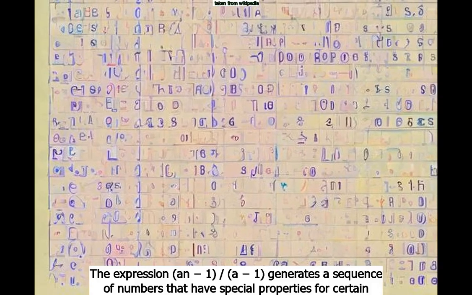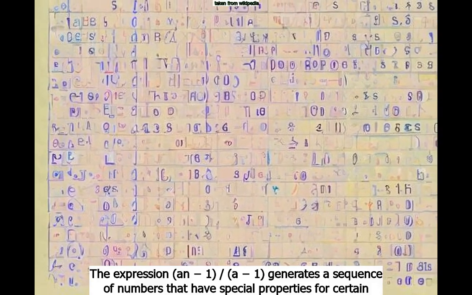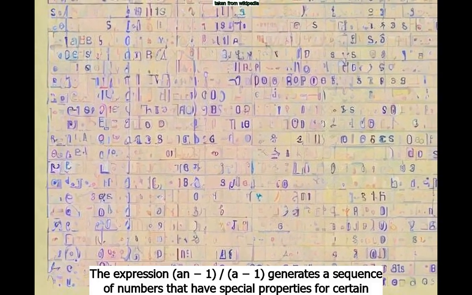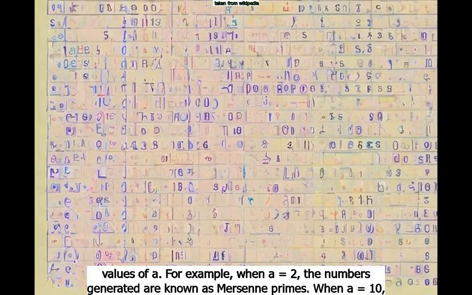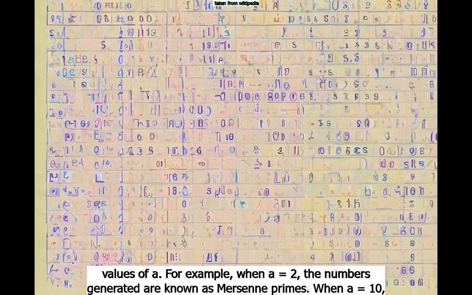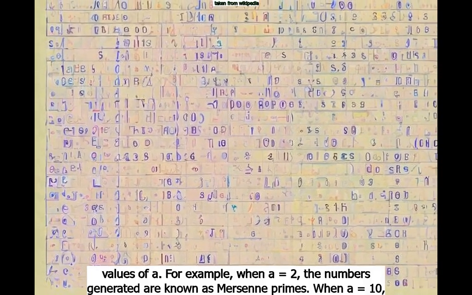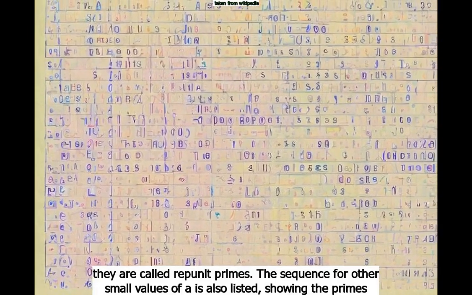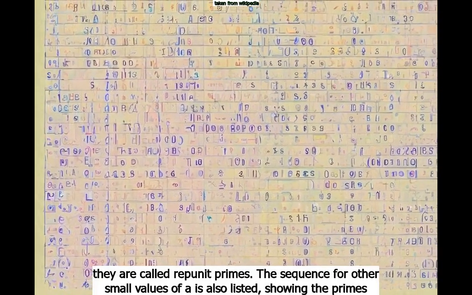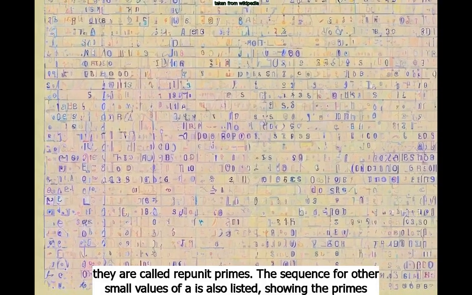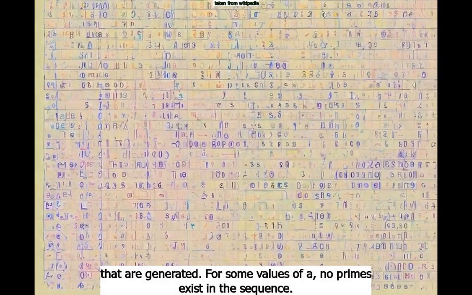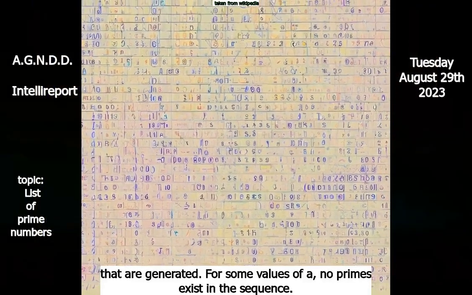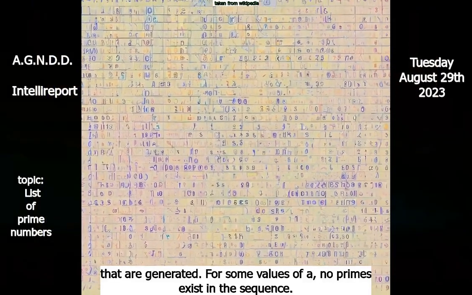A077586. The expression (a^n - 1) divided by (a - 1) generates a sequence of numbers that have special properties for certain values of a. For example, when a equals 2, the numbers generated are known as Mersenne primes. When a equals 10, they are called Repunit primes. The sequence for other small values of a is also listed, showing the primes that are generated. For some values of a, no primes exist in the sequence.